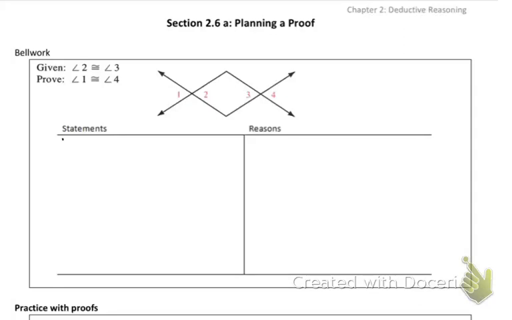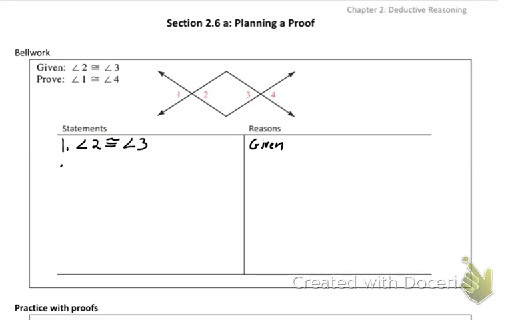So our first step is angle 2 is congruent to angle 3. That's given. Hopefully we got that down. And then Jacob said, note that we have vertical angles.